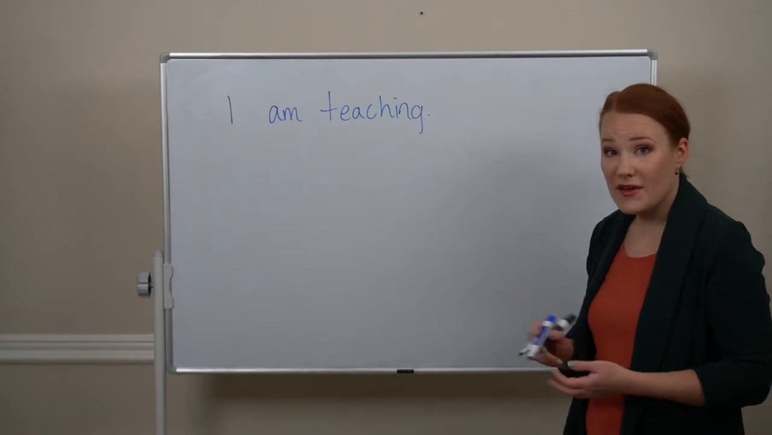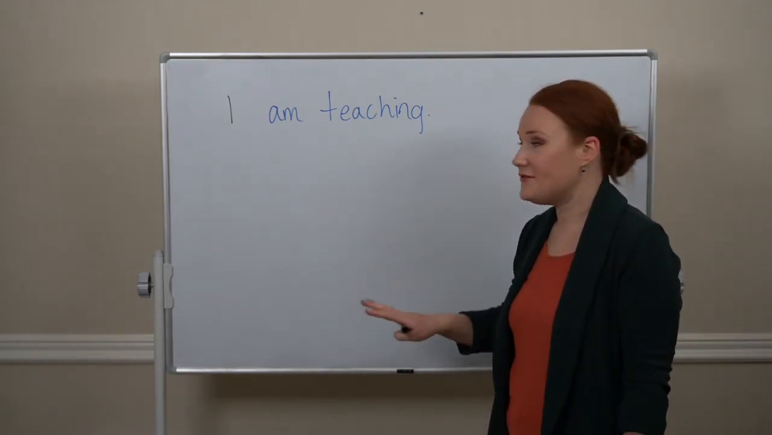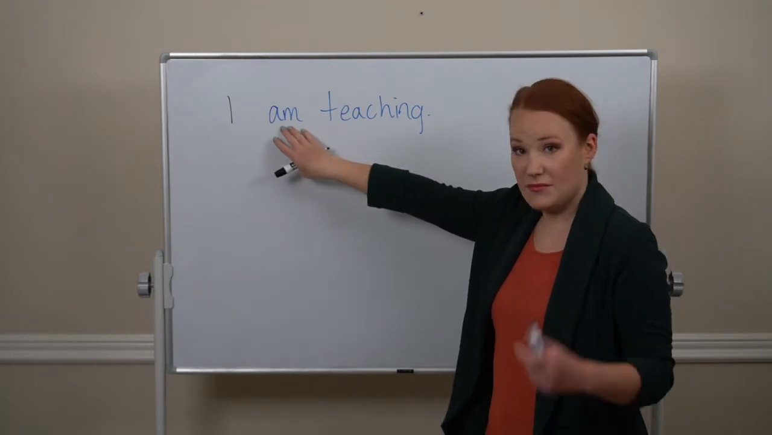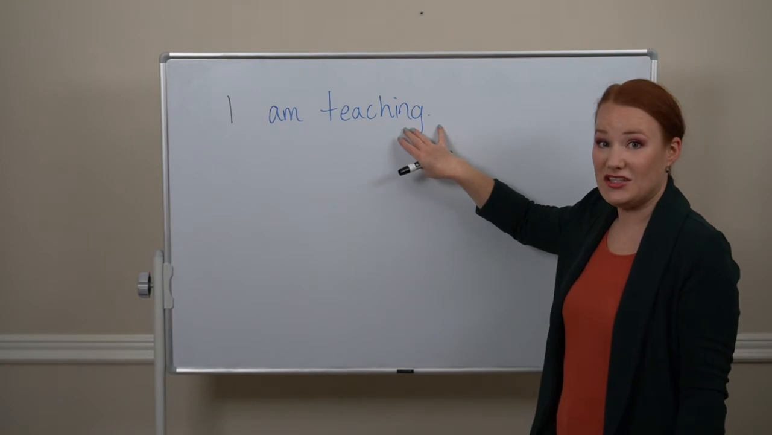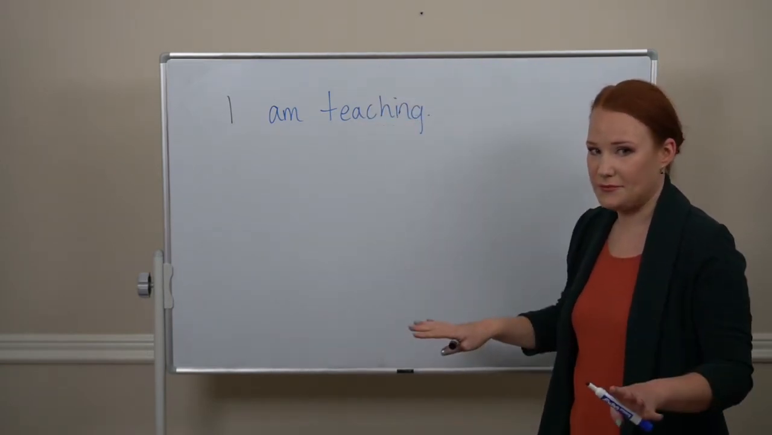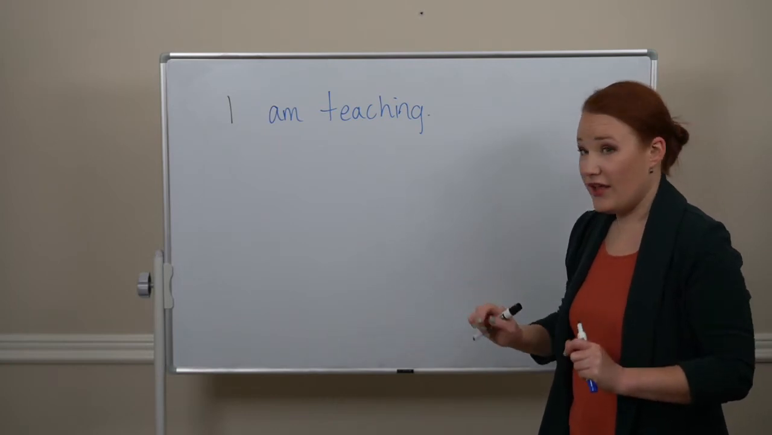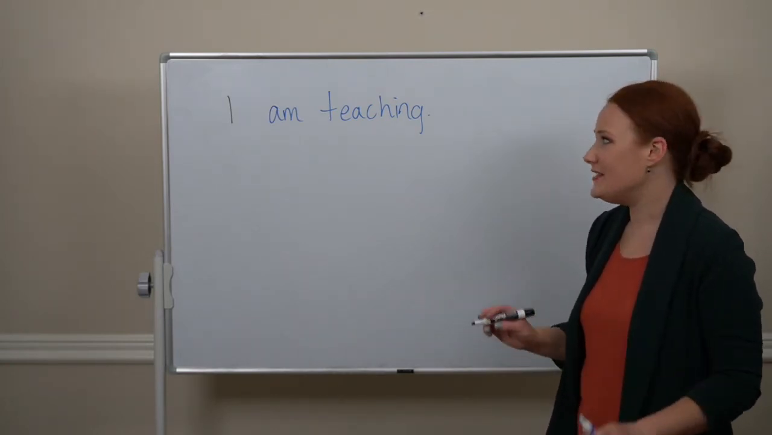And the form of present continuous is the conjugated present form of to be, am, is, or are, plus the verb with an ing ending. I am teaching right now. So, this new tense is called the past continuous tense.